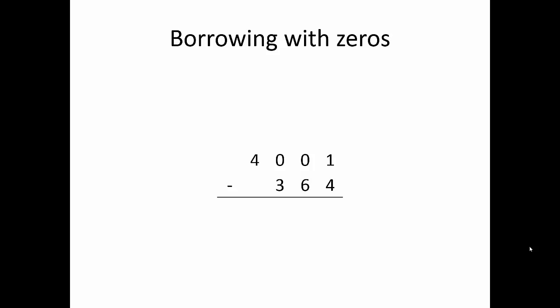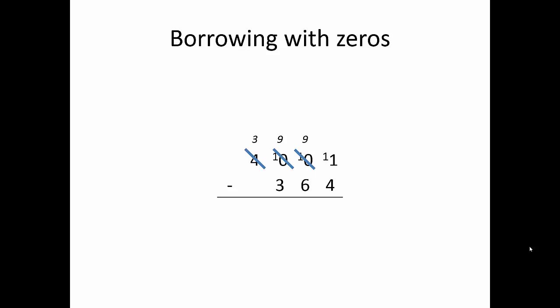So looking at the question on the board, 1 take 4 I can't do, so I need to borrow. But my tens place is a 0, so I can't borrow from there. Therefore I have to borrow from the 4, making the 4 3, and the next place value smaller, 10. But I need to borrow from there, making the hundreds place 9 and the tens place 10. But I need to borrow from there, making the tens place 9 and my units place 11.